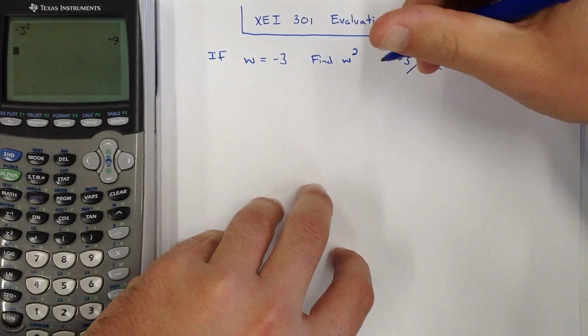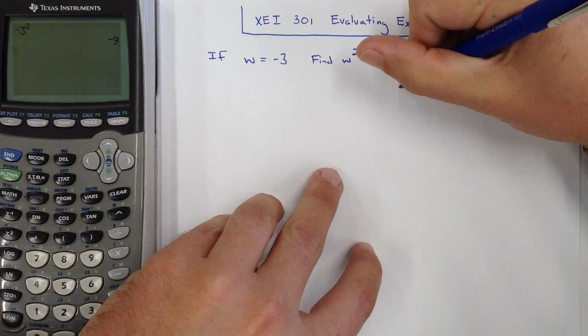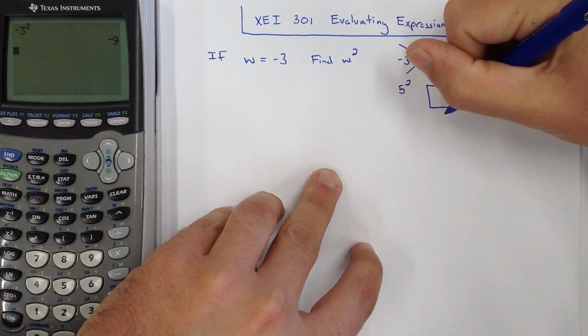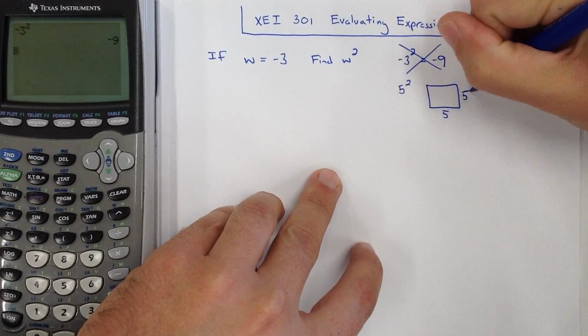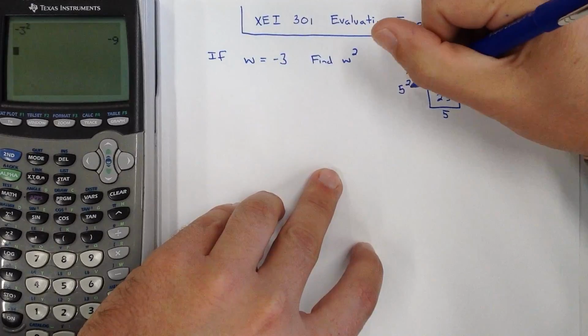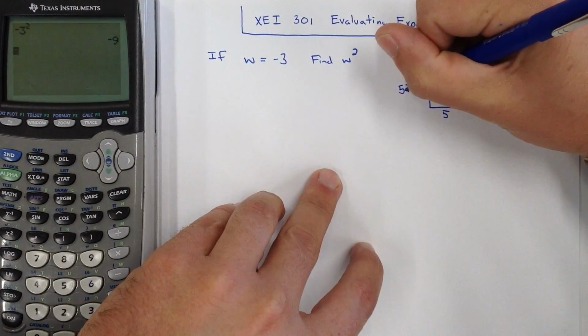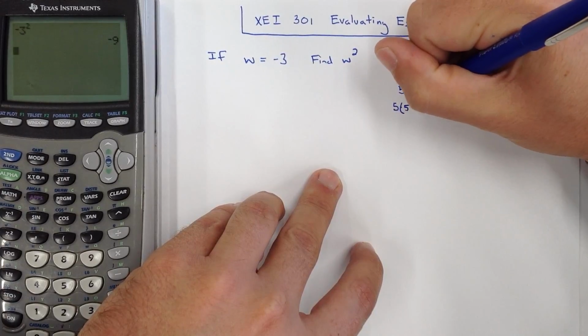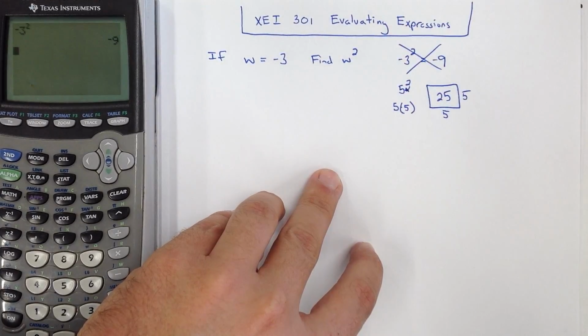Squaring something means that you multiply it by itself. For instance, if I said 5 squared, that means 5 times 5, which gives us an area of 25. It's actually a square. The squared means that whatever is on the base, in this case 5, should be multiplied by itself. So 5 times 5 is 25.